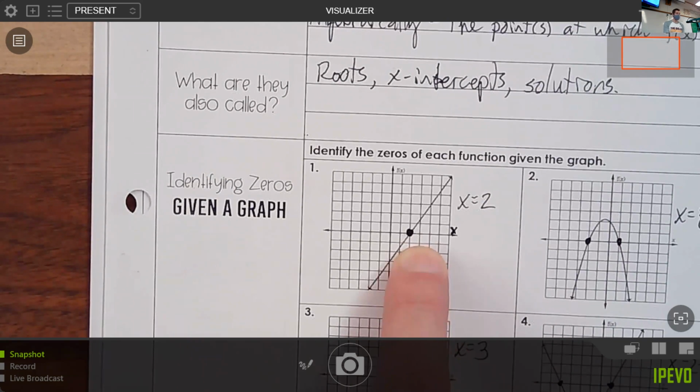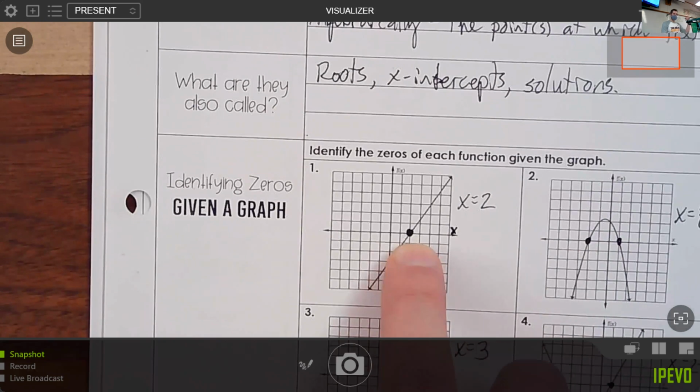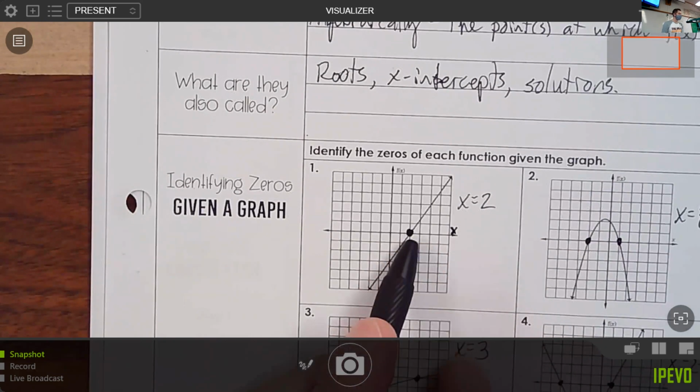I know you know it. What's the y coordinate here? What is it? 0. Hey, that's a great guess. If you're going to the right 2 and you're not going up or down at all, then the y coordinate has to be 0. So let's move on to number 2.